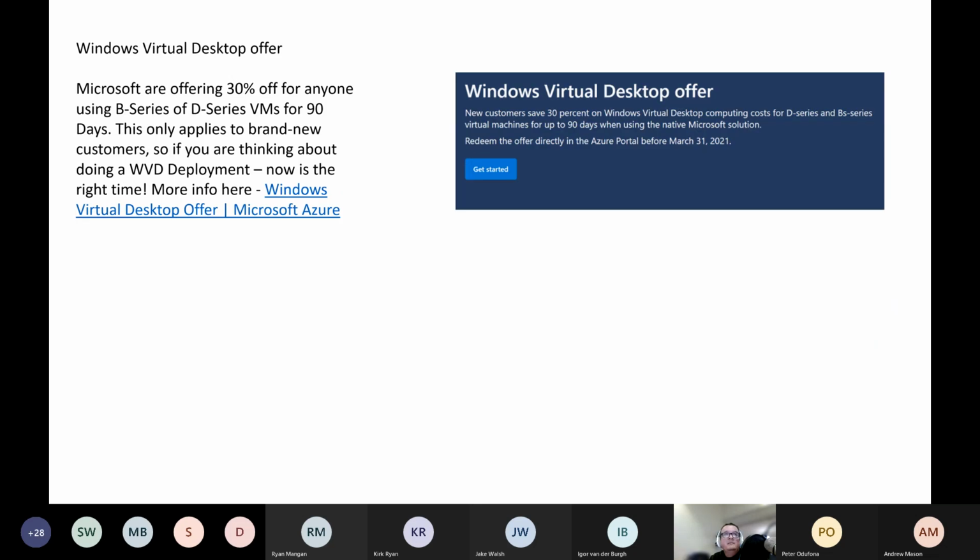And other exciting news is Microsoft have currently got an offer in place. So if you're thinking about deploying WVD, which some of you may be, if you are a brand new customer to Windows Virtual Desktop, as in you've never deployed it before, then you'll be eligible for this offer. Essentially you get 30% off the first 90 days, but only if you're using a B series or D series VM. So it's a great offer. If you are even just thinking about it, sign up for it and have a play.